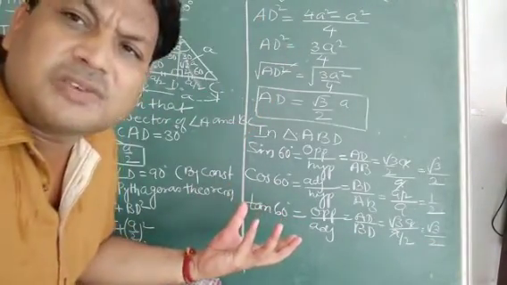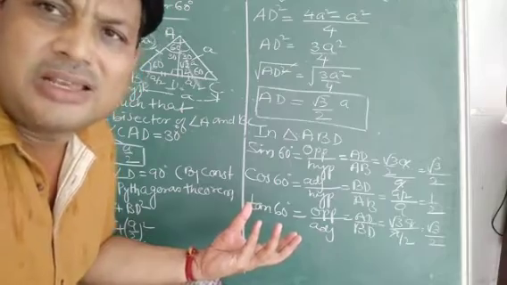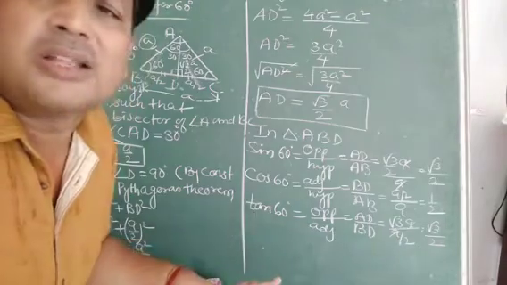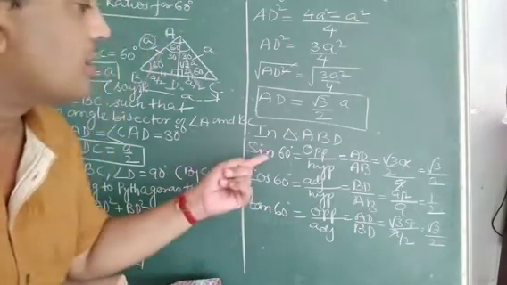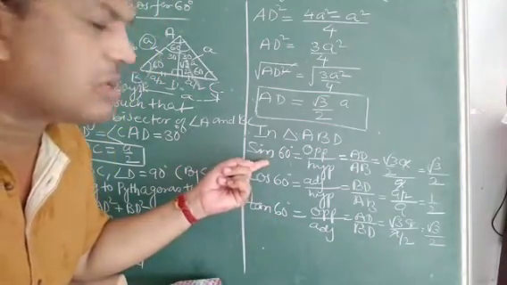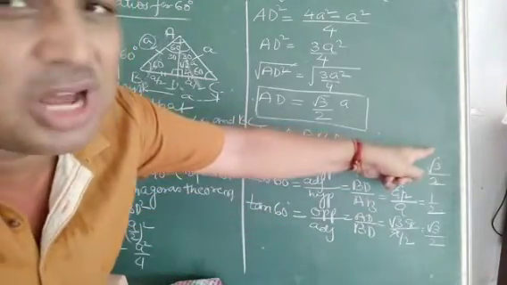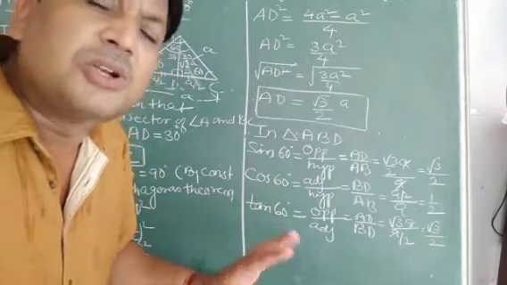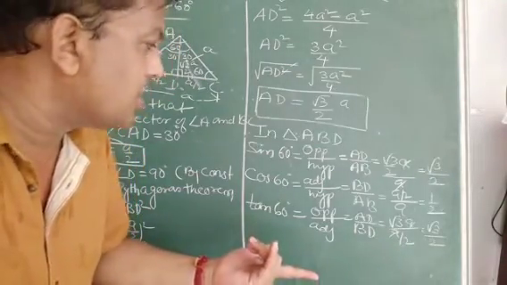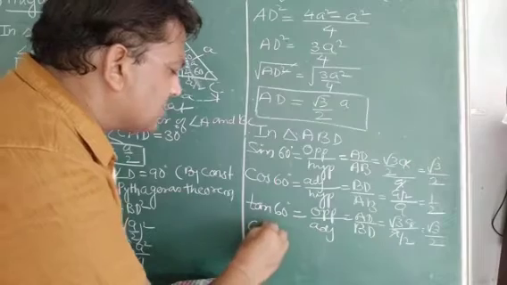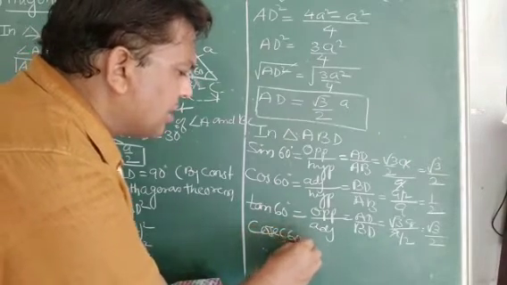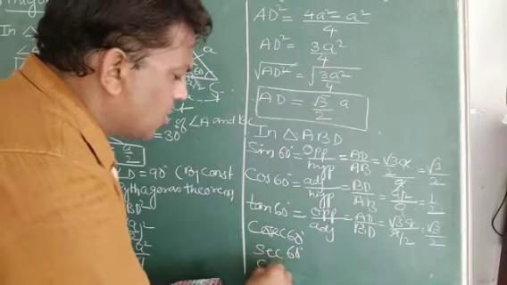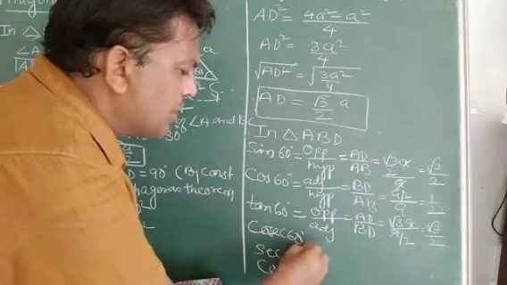So children, once we get sine, cos and tan, easily we can find out cosec, sec and cot. How, children? Cosec 60 is equal to 1 by sine 60, that is 1 by root 3 by 2, which is 2 by root 3. Directly you can write also, children, cosec 60, and next sec 60, and next cot 60 degree. Hope you can do it, children.